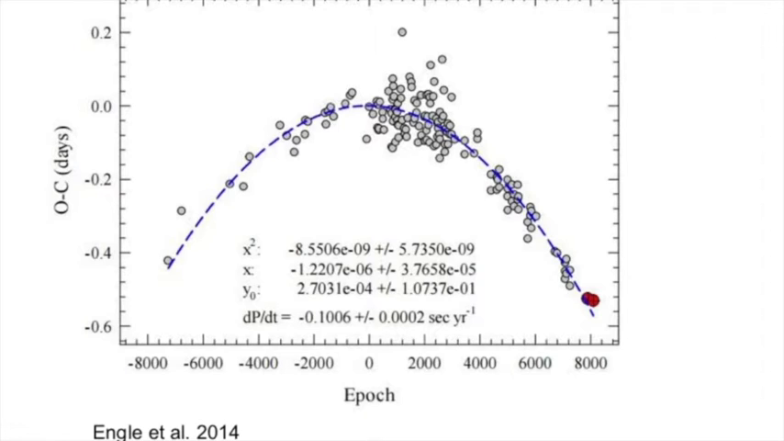So pulsating stars are used not only to determine distance by Leavitt's law, but they're also a tool for studying the energy sources and the internal structure of stars.